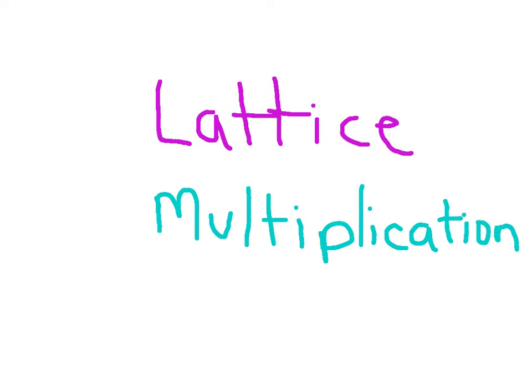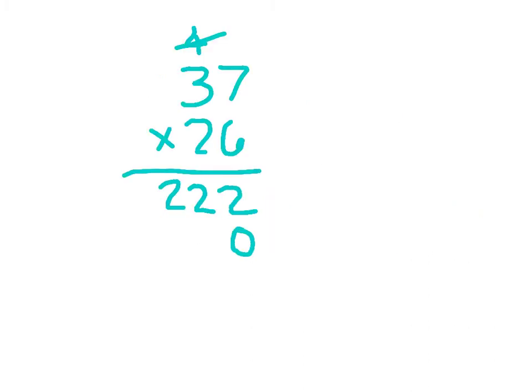Here's a strategy for multiplying problems. It's called lattice multiplication. You might be familiar with the traditional approach. If we were working with this 2, that 2 is worth 20. That's why we replace the 0.